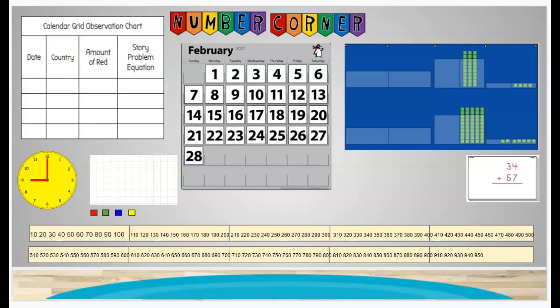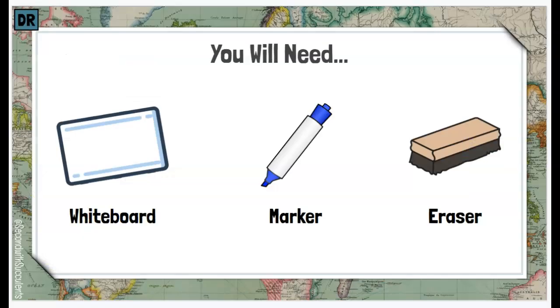For Number Corner today, we will be working to solve some of our story problems from the last few days. You will need your whiteboard, marker, and eraser to solve these problems with me. If you don't have a whiteboard, remember, a piece of paper and a pencil will work just fine. You can pause the video now to get what you need.